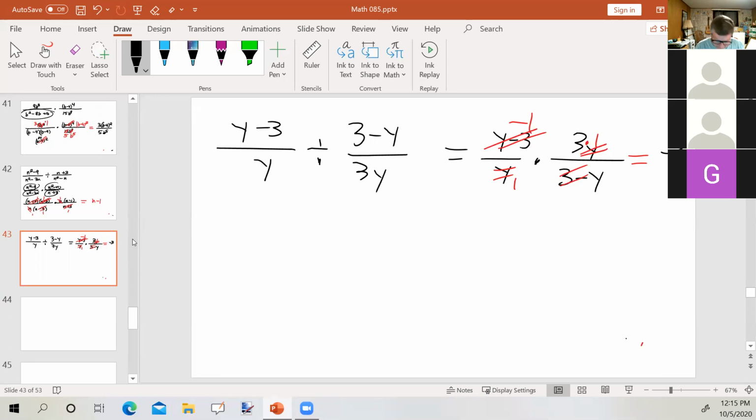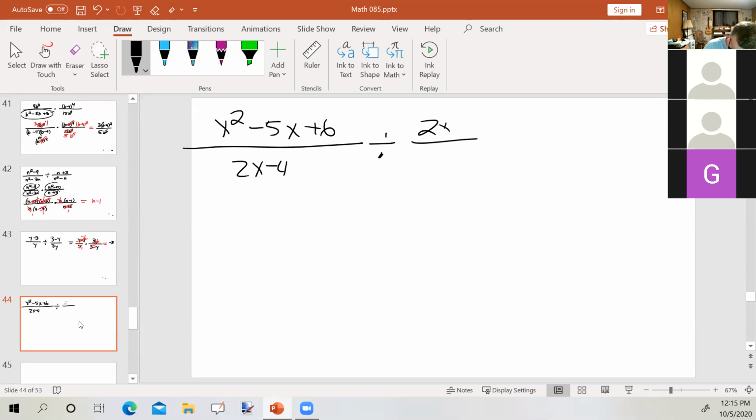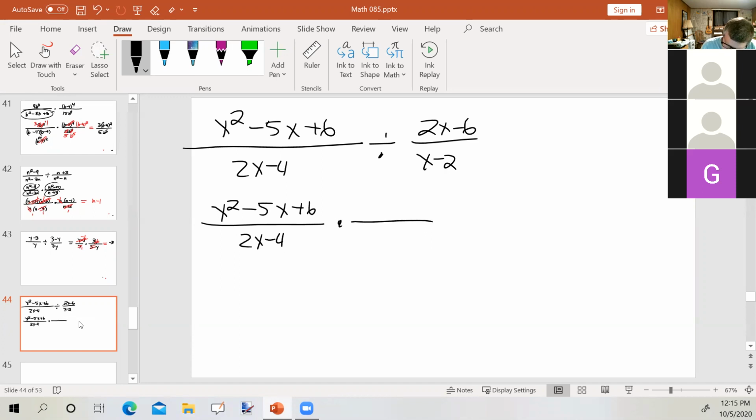All right. And another one. The fun just keeps coming, doesn't it? x squared minus 5x plus 6 over 2x minus 4 divided by 2x minus 6 over x minus 2, which becomes x squared minus 5x plus 6 over 2x minus 4 times the reciprocal, x minus 2 over 2x minus 6.